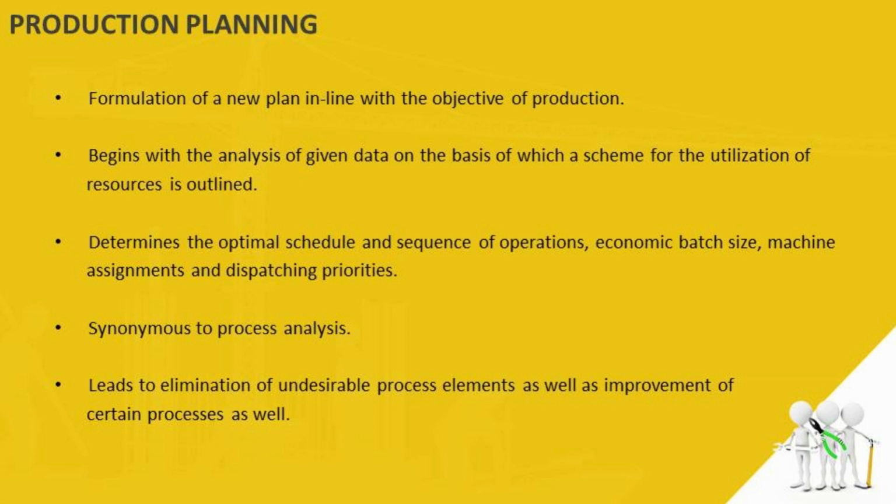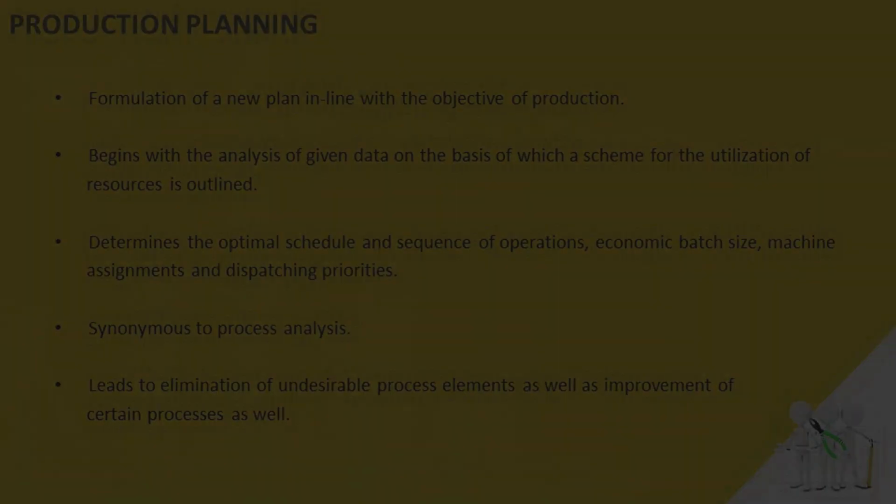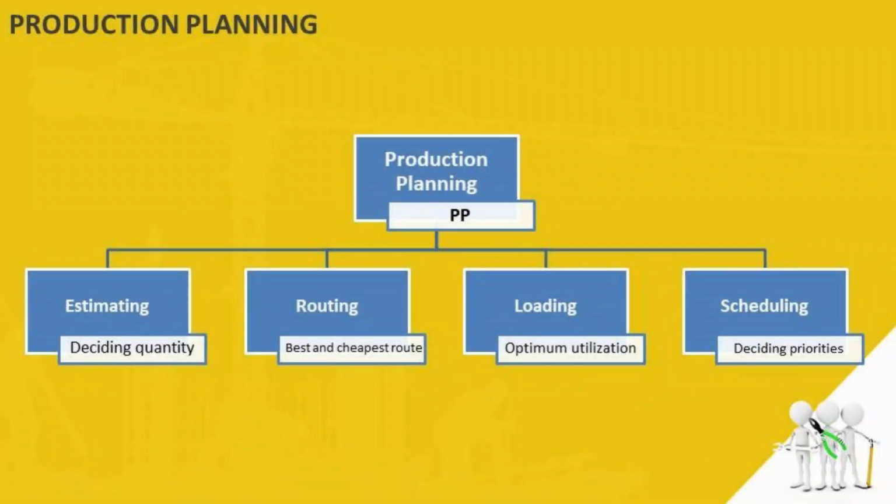It determines the optimal schedule and sequence of operations, economic batch size for production, machine assignments, and dispatching priorities for sequencing. Production planning is in fact synonymous to process analysis that leads to elimination of undesirable process elements as well as improvement of certain processes. As we have discussed in the last lecture, it involves estimating, routing, loading, and scheduling.